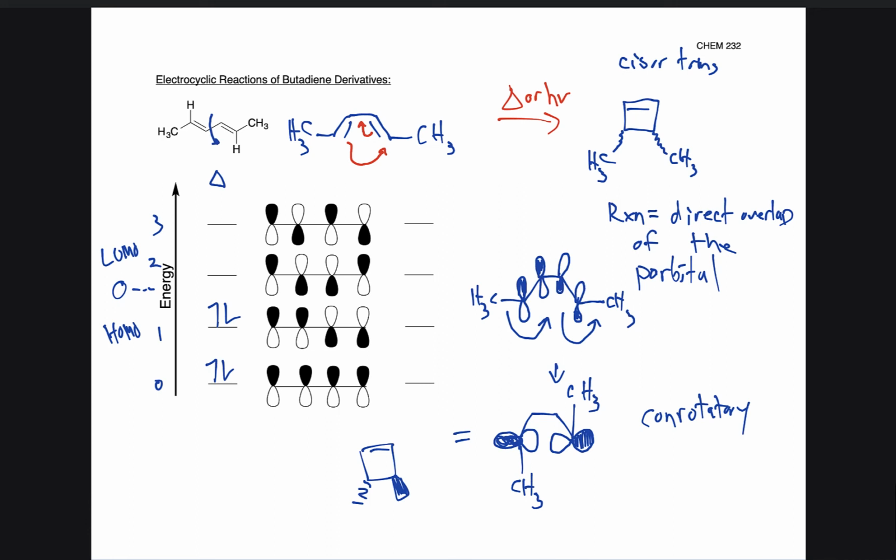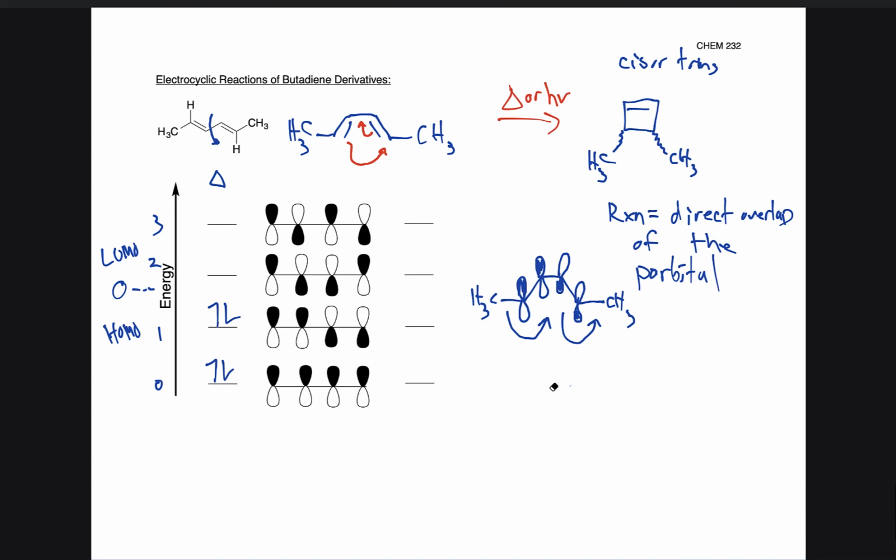With light, we get the opposite situation, like we showed at the beginning of the chapter. So let's take a look at that. I'm going to erase some of what's on the screen to give ourselves more room. Take a minute, pause the video if you need to make sure you have this jotted down. I'm going to start this on a separate page. So we have conrotatory, and for disrotatory we're going to see something different.